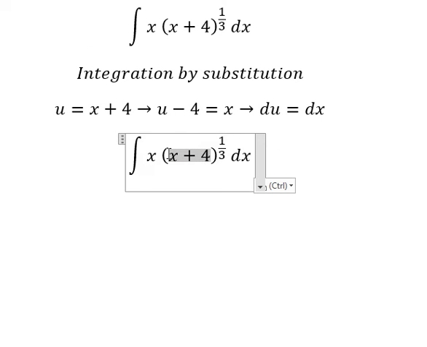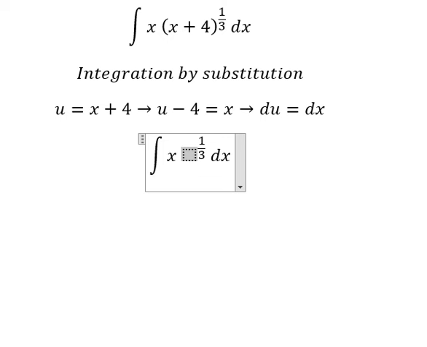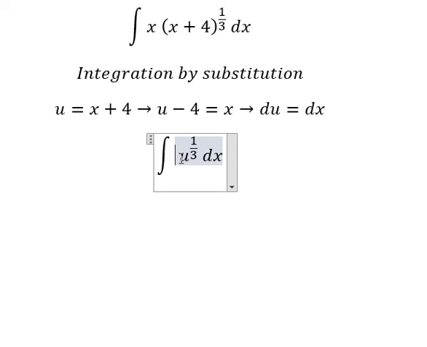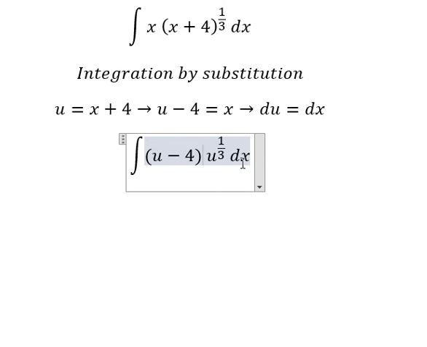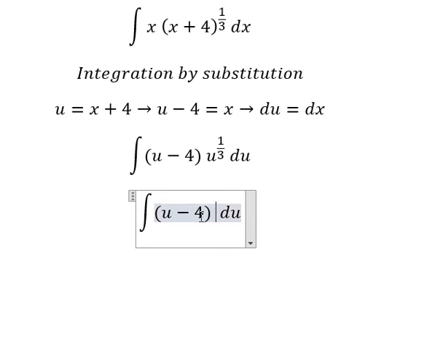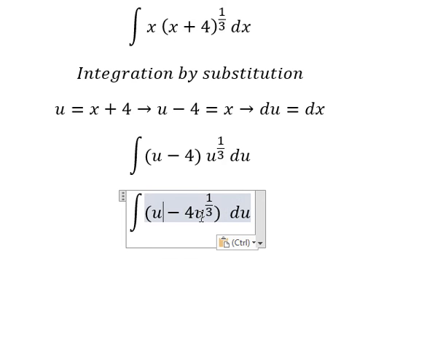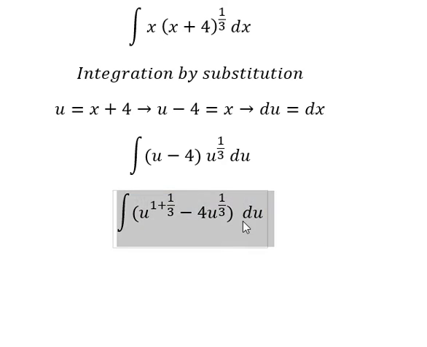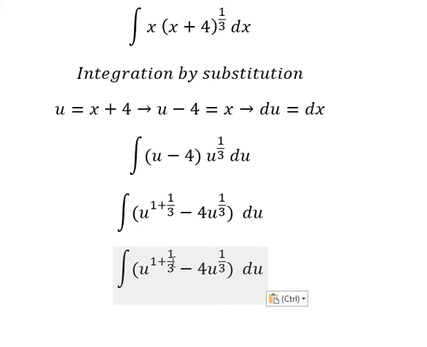This one we change by u. x we change by u minus 4. dx we change by du. This one multiplied by u and positive or negative number 4. So we have 4 over 3.